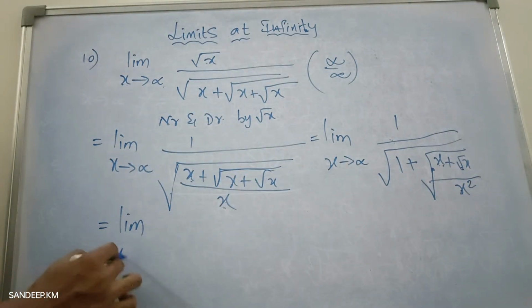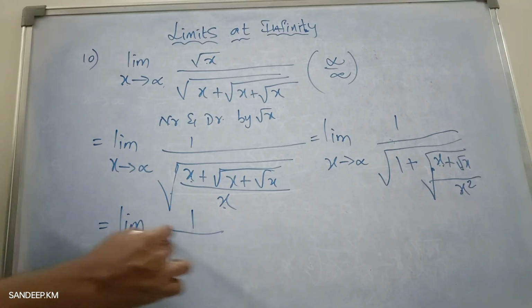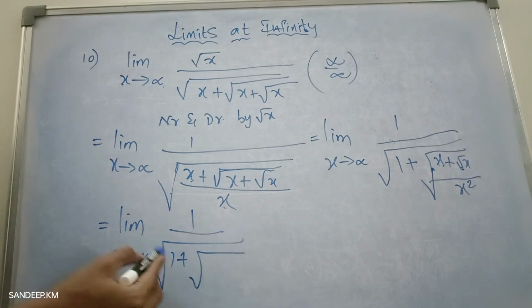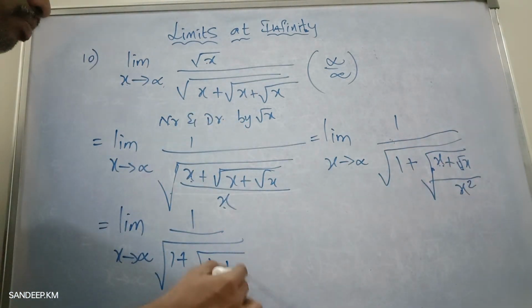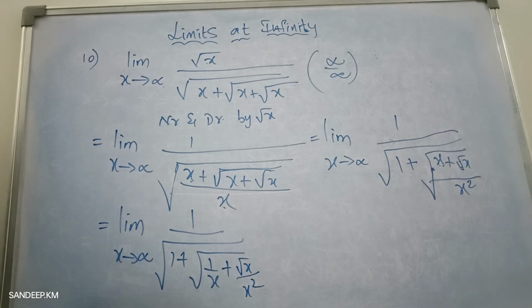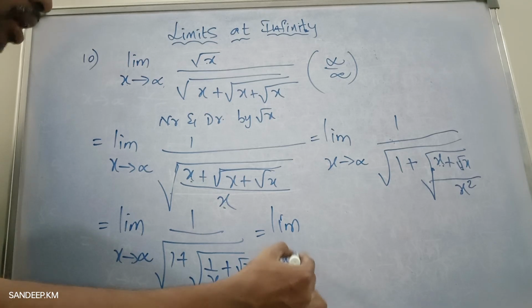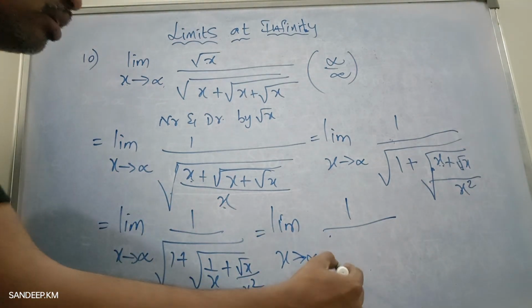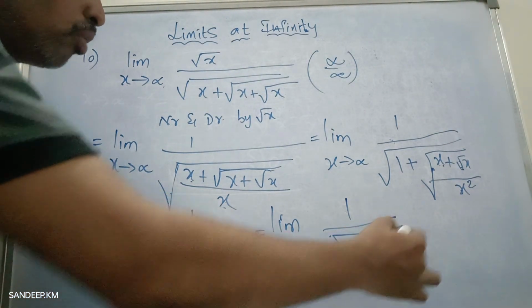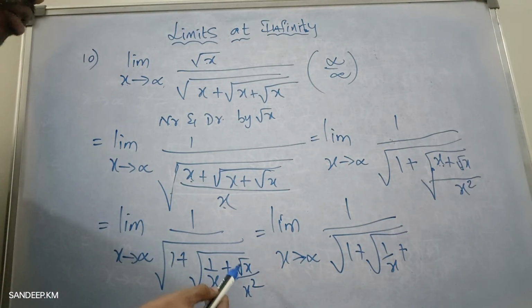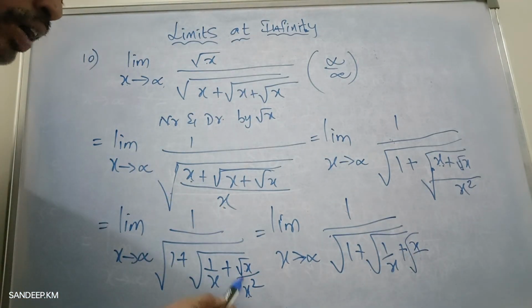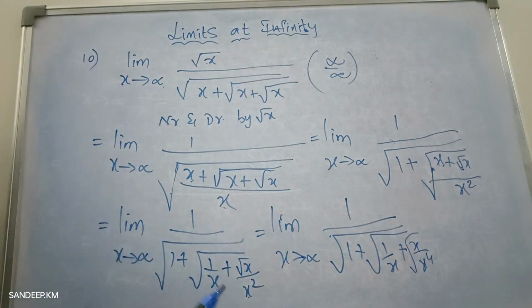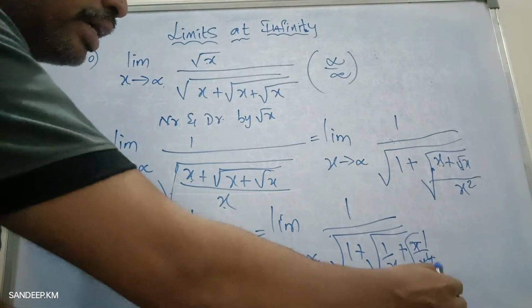What you will get? Limit x approaches infinity, 1 by root of 1 plus root of x by x square will be 1 by x plus root x by x square. Root x by x square. Okay, now again take this x square inside the square root. Limit x approaches infinity, 1 divided by under root 1 plus under root 1 by x plus, when x square goes inside the square root, the numerator x as it is, x square went inside the square root, it becomes x power 4. Okay, now you can cancel x's and we get x cube.